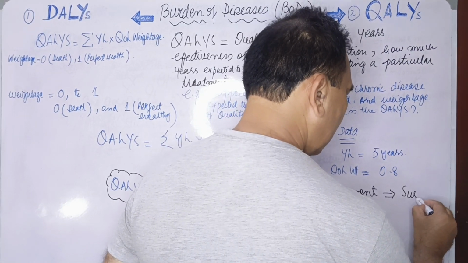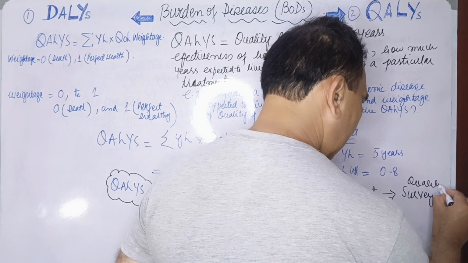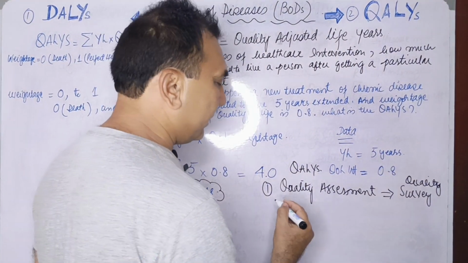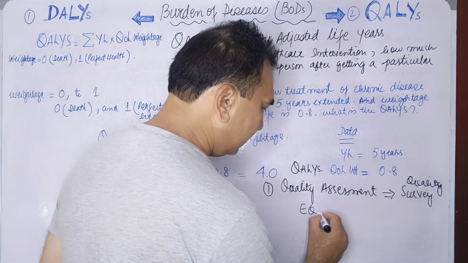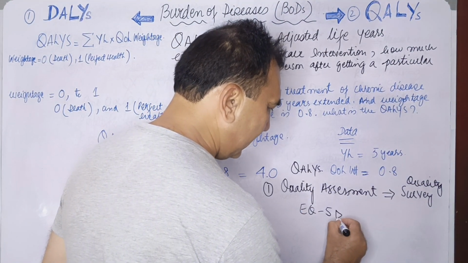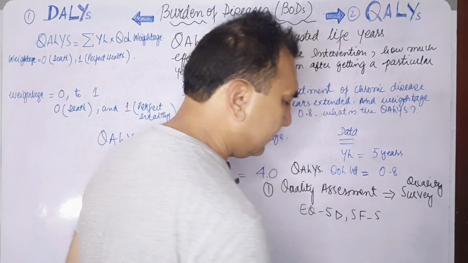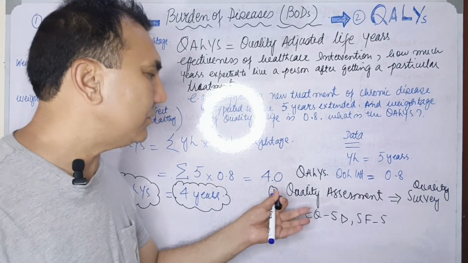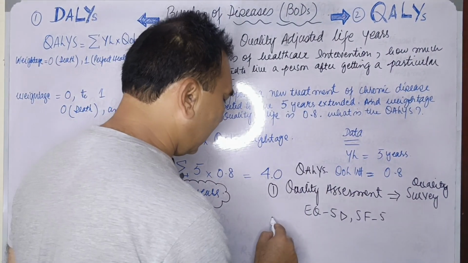The quality survey method will be used to assess the quality of life. One is the EQ5D and the SF. These are the two tools which are used for the quality assessment, and many others also.